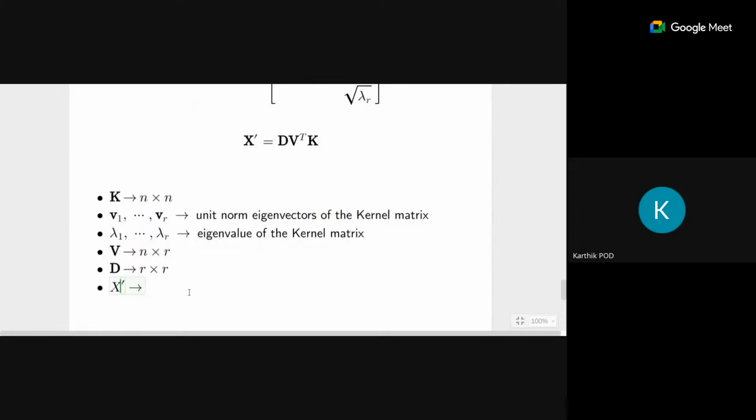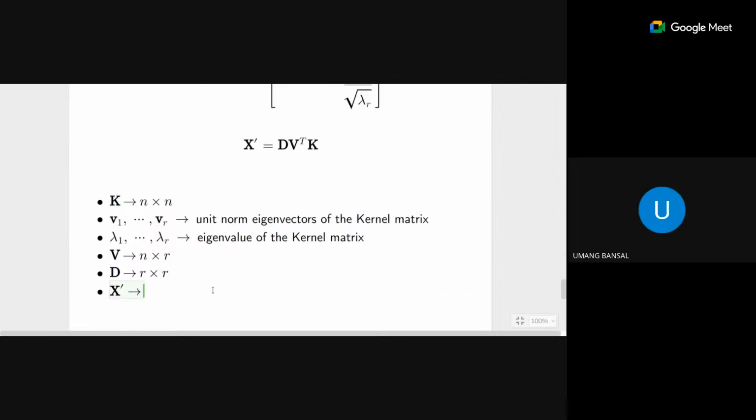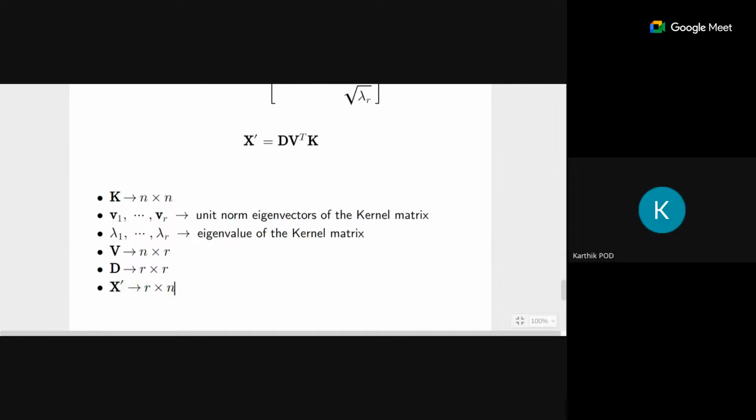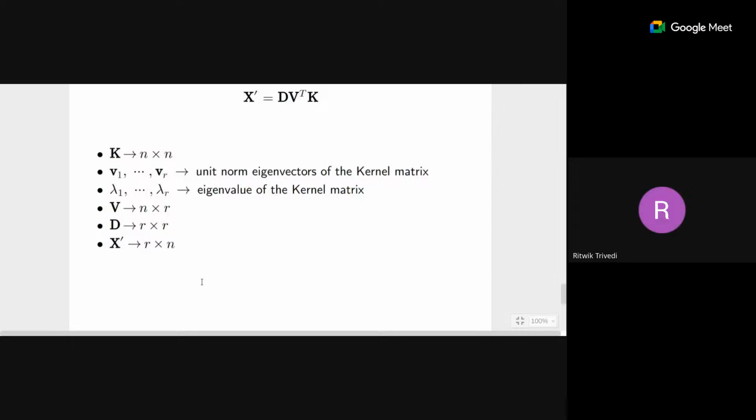So now, what is X prime? The dimensions of X prime? R cross N. D is R cross R, and so X prime is R cross N, right? So what do you think this is going to represent? What is this matrix? Not the covariance matrix. So each column corresponds to what? The principal components corresponding to the transformed features. Not exactly the principal components, but the projections of the data points onto the principal components, right?